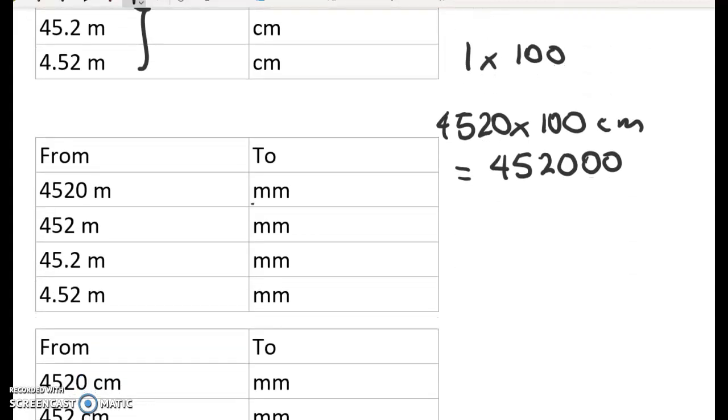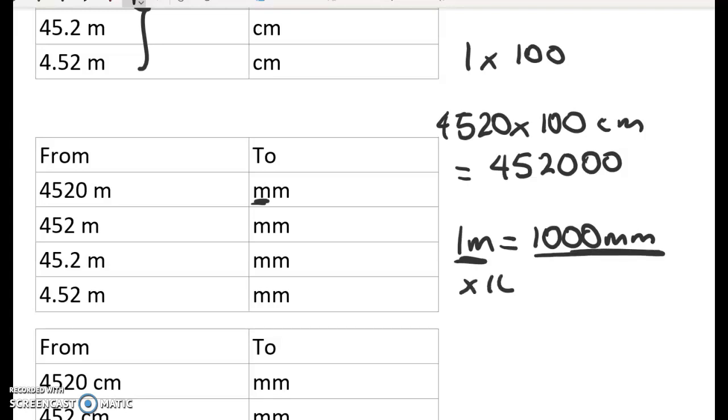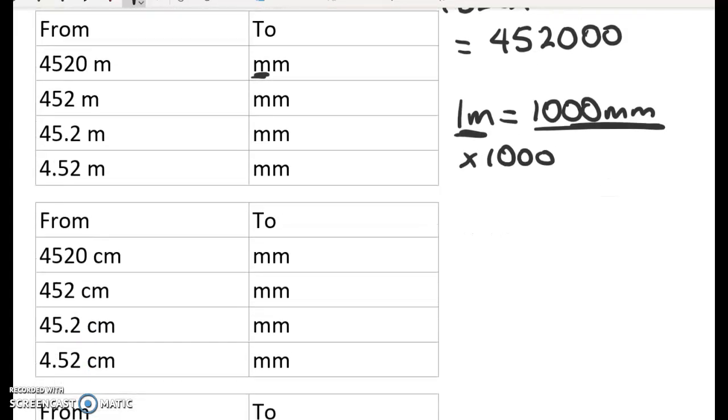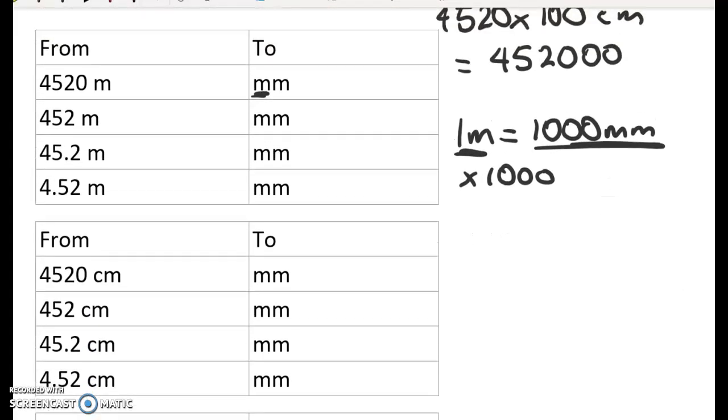What about the next ones? Well, we know that milli means thousandth. So 1 meter is equal to 1,000 millimeters. So I'm going from meters to millimeters. What do I need to do? I need to multiply by 1,000. What about this last batch here? How many millimeters in 1 centimeter? So I've got 1 centimeter, and 1 centimeter is equal to 10 millimeters. So to go from centimeters to millimeters, I'm going to be timesing by 10.